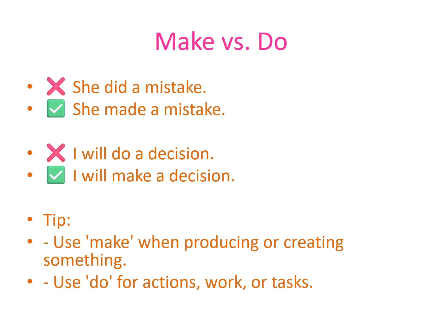A very common error involves using do instead of make. For example, we don't do a mistake, we make a mistake. Mistakes, plans, and decisions are things we create, so we use make. Reserve do for general tasks or activities, like do your homework or do the dishes.